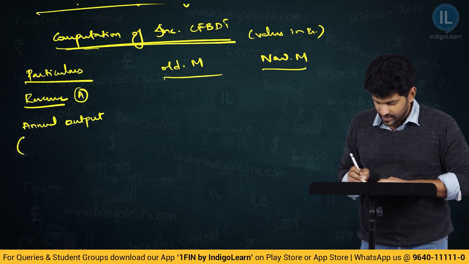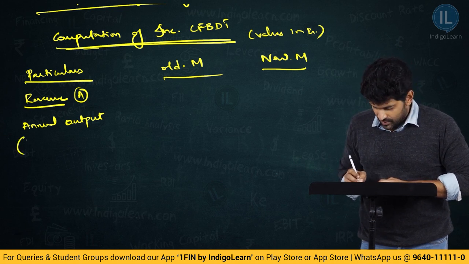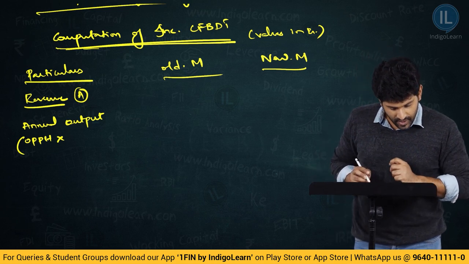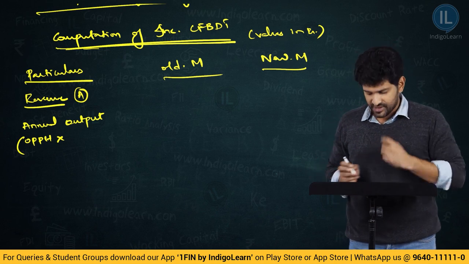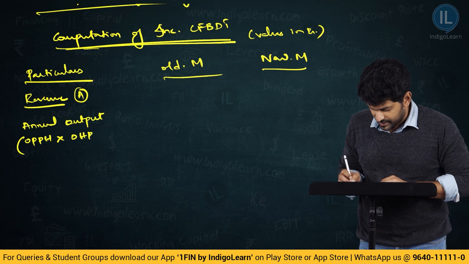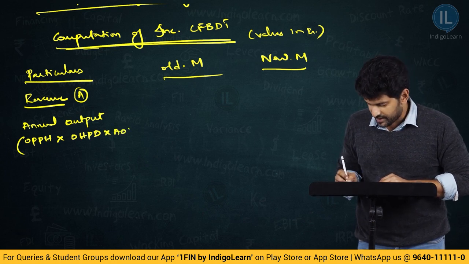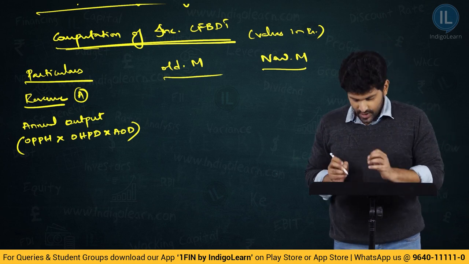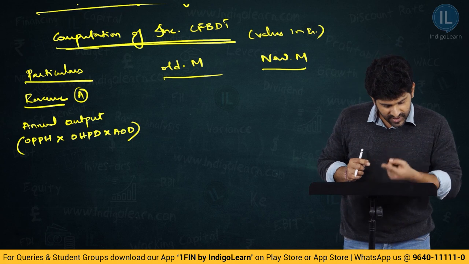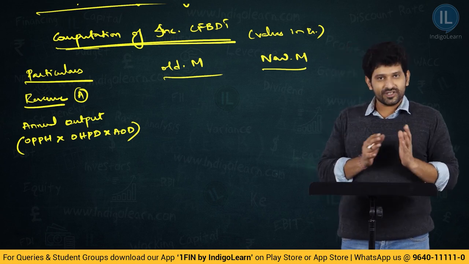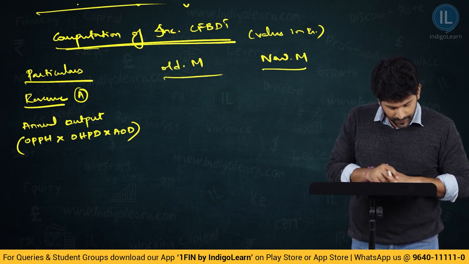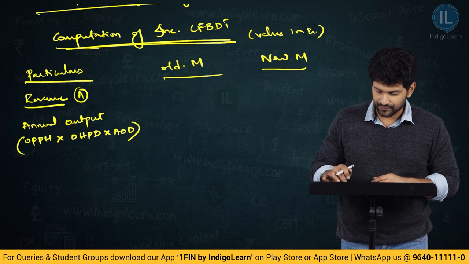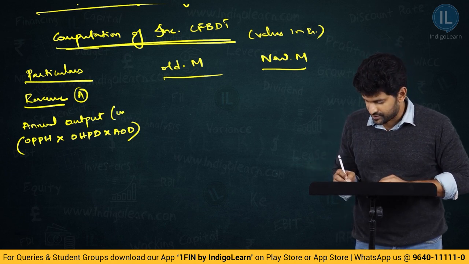What is annual output? That is output per hour in units, 20 units, multiplied by operating hours per day, 6 hours, into annual operating days. I repeat, what is annual output? Output per hour in units: in 1 hour, 20 units. Like this, how many hours? 6 hours. Like this, how many days? 300 days. So, this is how we compute. In case of old machine, it is 20 into 6 into 300. That is 36,000 units. Why am I writing specifically in units? Because all the other values will be in rupees.